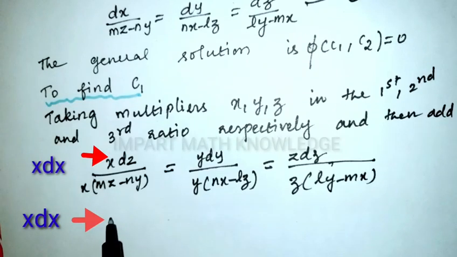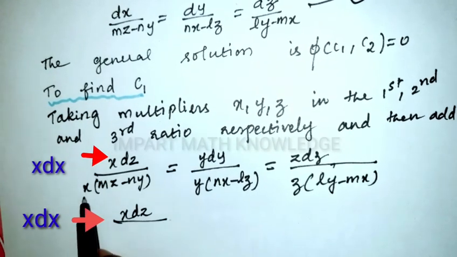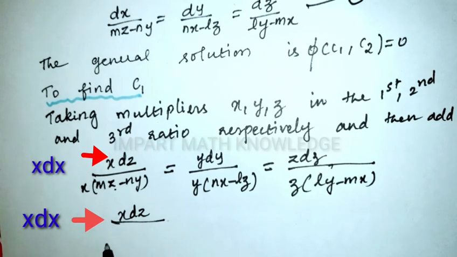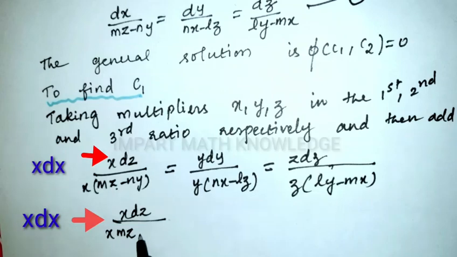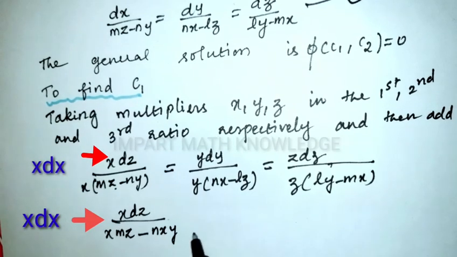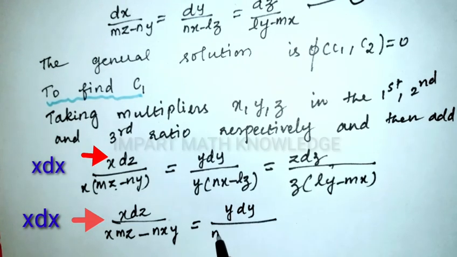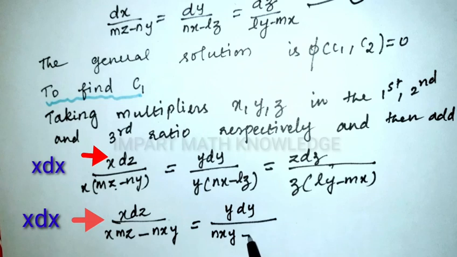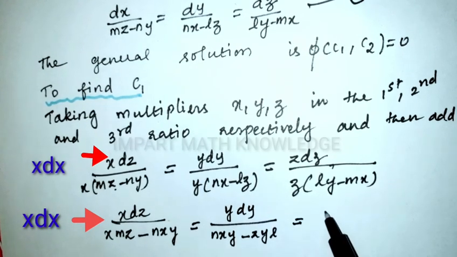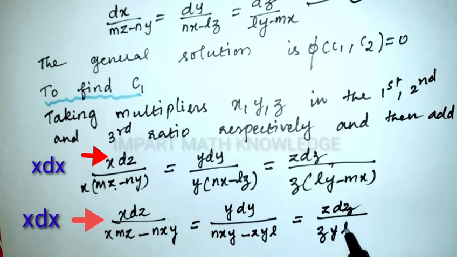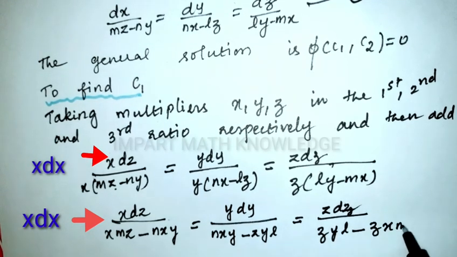Now we can write this by operating x, y, z inside. The first ratio is x dx, and the denominator is xmz minus nxy. Here y dy, the denominator is nxy minus zyl. The last ratio is z dz by zyl minus zxm.